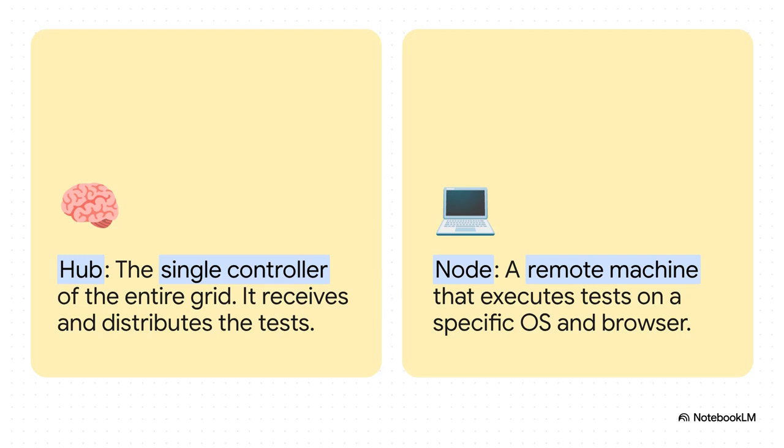And understanding this distinction is absolutely crucial. You have only one hub, the manager, but you can have many nodes, dozens, even hundreds if you need them. The hub delegates, and the nodes execute. And that, right there, is the secret sauce. That's what gives the grid its power to run tons of tests in parallel.